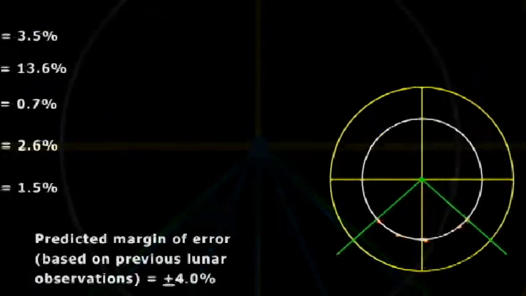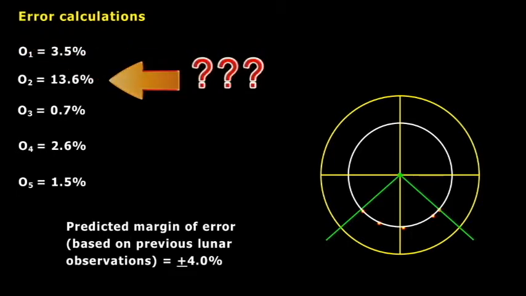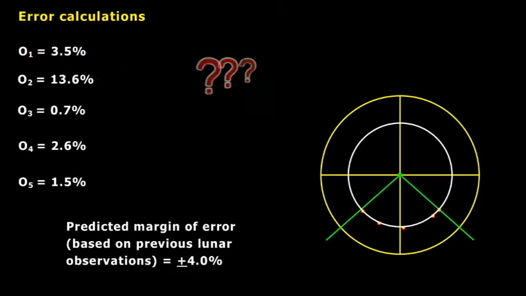Here's my error calculations. O1 is just 3.5%, O2's 13.5%, O3 is 1.6%. Even in my model, I should not be that far off. My O3, I'm off less than 1%. My O4, 2.6. My O5, 1.5.